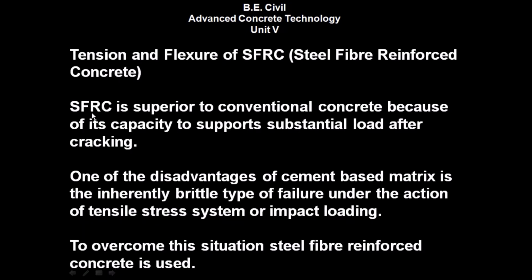SFRC, that is steel fiber reinforced concrete, is superior to conventional concrete because of its capacity to support substantial load after cracking. One of the disadvantages of cement-based matrix is the inherently brittle type of failure under the action of tensile stress system or impact loading. To overcome this situation, steel fiber reinforced concrete is used.